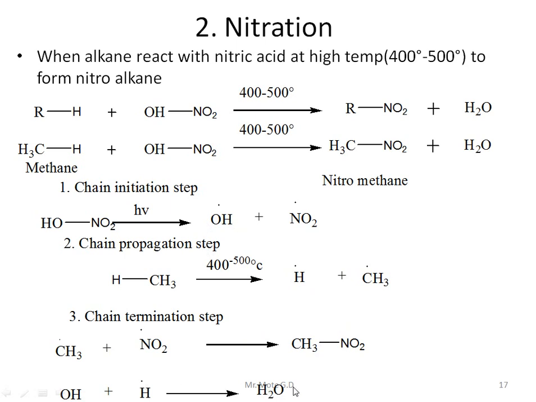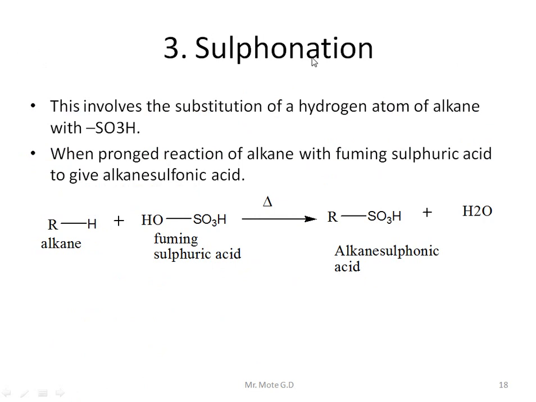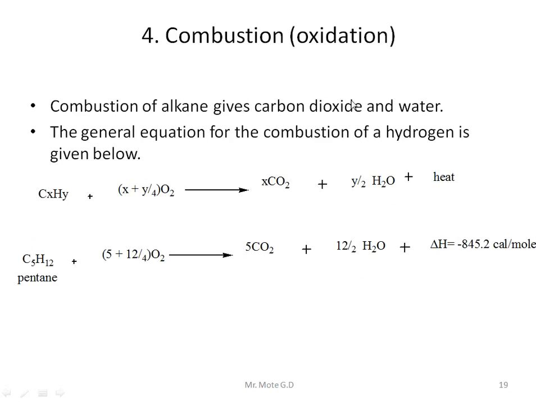That is the nitration mechanism. Then next is the sulfonation reaction. This involves treatment of alkane with sulfuric acid. The SO3H group migrates to the alkane and the hydrogen forms water. This involves substitution of a hydrogen atom of the alkane by SO3H. When alkane reacts prolonged with fuming H2SO4, it gives alkane sulfonic acid, and water is the byproduct.